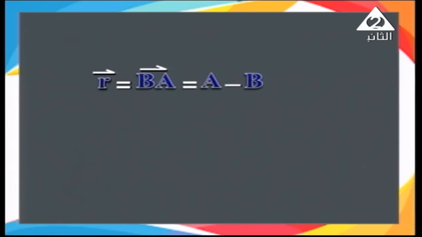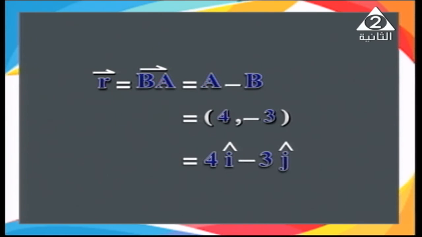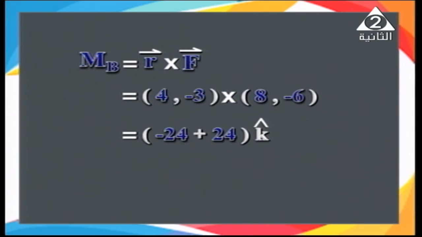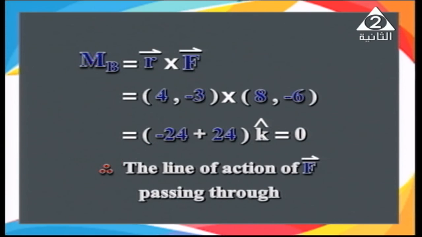Vector BA equals A minus B equals (4, negative 3), that is 4i minus 3j. Then the moment, my dear student, about B is r cross F: (4, negative 3) cross (8, negative 6). What is 4 times negative 6? Negative 24, minus negative 3 times 8, positive 24, equals 0. Then the moment about B equals 0. Therefore, we deduce that the line of action of F passes through this point. Another example.